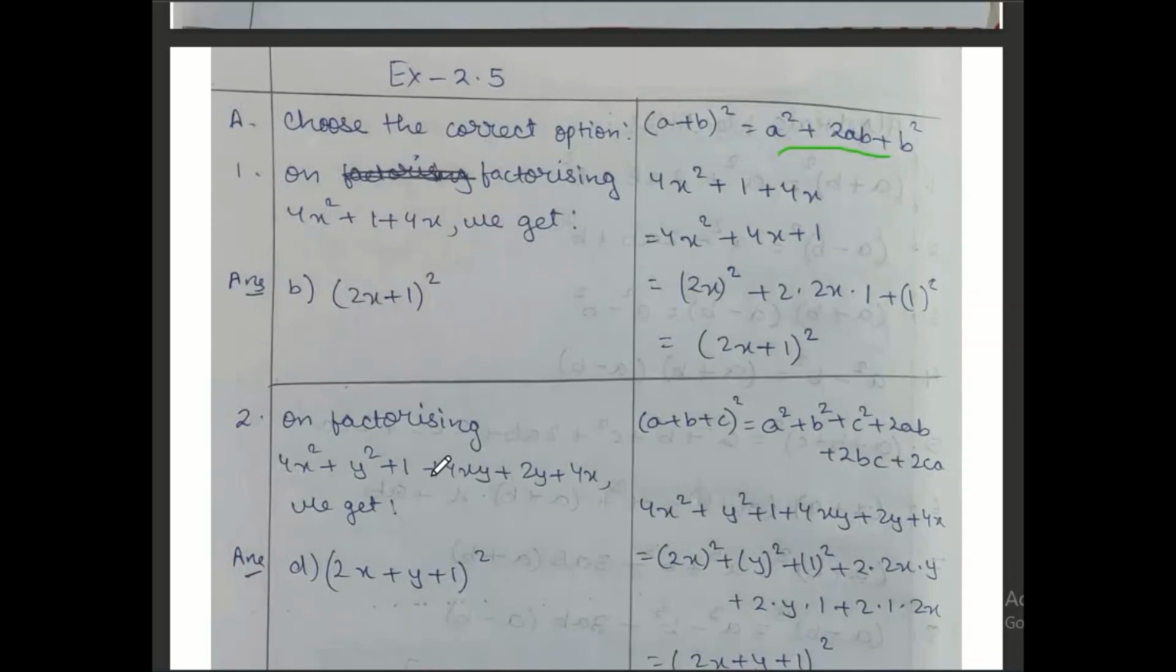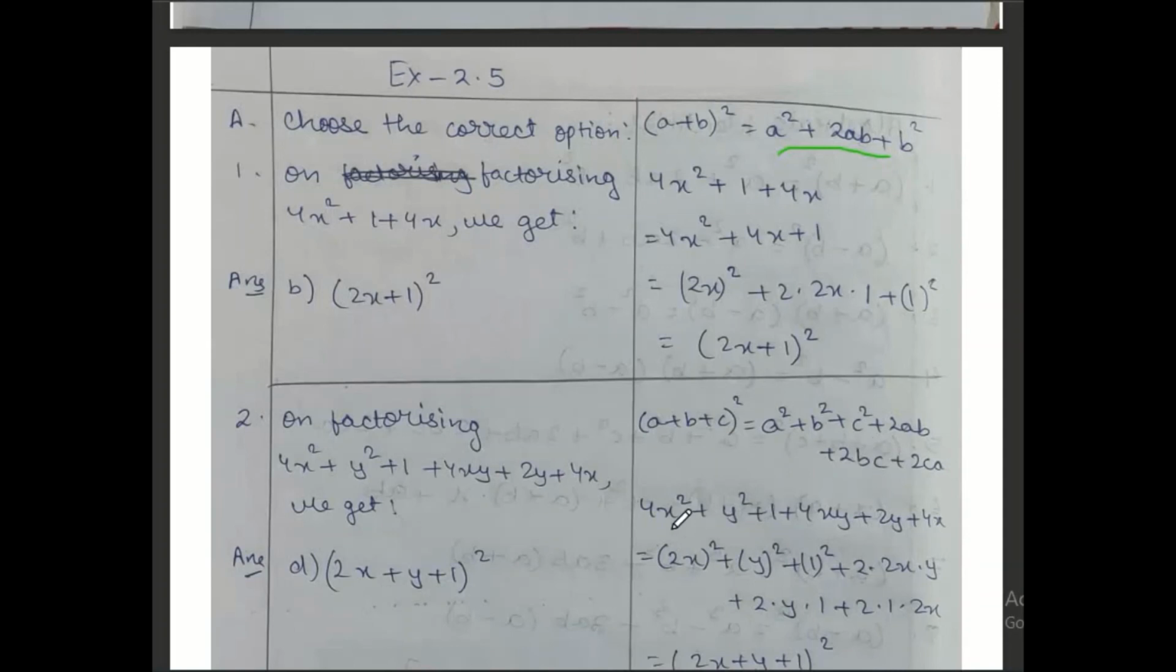Now, second MCQ: on factorizing 4x square plus y square plus 1 plus 4xy plus 2y plus 4x, we get what? After factorization. Take this outside. We could say that a total of 6 terms are available. So for 6 terms we use this formula: a plus b plus c whole square is equal to a square plus b square plus c square plus 2ab plus 2bc plus 2ca. So after seeing the question, immediately you are going to decide the formula.